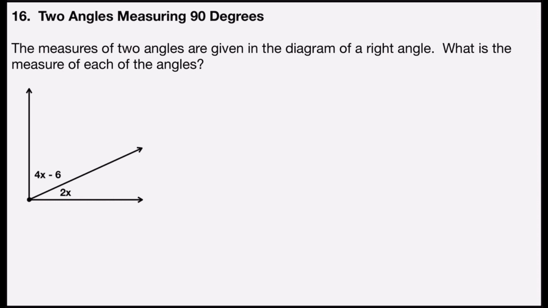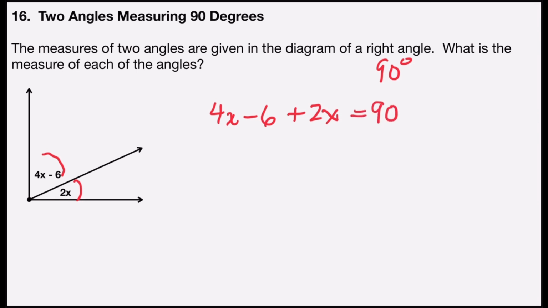Problem number 16 is two angles measuring 90 degrees. It says the measures of two angles are given in the diagram of a right angle. What is the measure of each of the angles? So I have my right angle, which measures 90 degrees total, and it's made up of one angle of 4x minus 6 and the other angle of 2x. So if I add those two angles together, 4x minus 6 plus 2x, that has to equal 90 degrees.